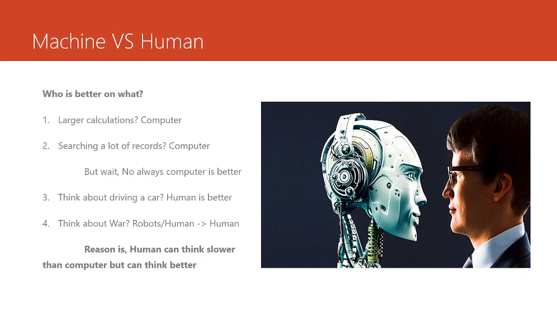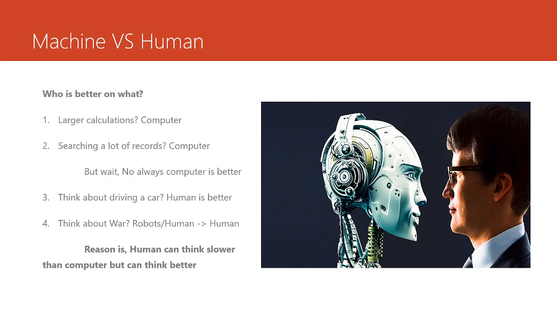Then again, think about war. We have robots nowadays which can go into war, but they cannot think like humans, so they cannot differentiate between enemies and their own soldiers. So this is the condition again where the machine can fail. I'm not saying the machine is failing. The machine can pass certain conditions, but the machine can fail as well.